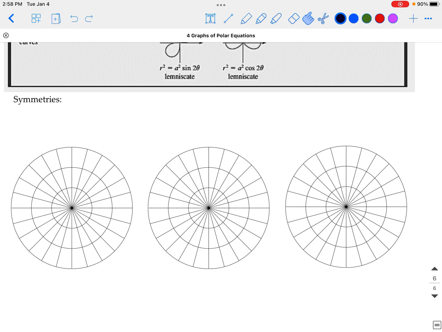So our last step here then is going to be to describe the different symmetries. So we'll stop the video here, and then we'll finish this in the third part. But note the symmetries here are going to be really, really crucial to what we do with polar graphs as well.